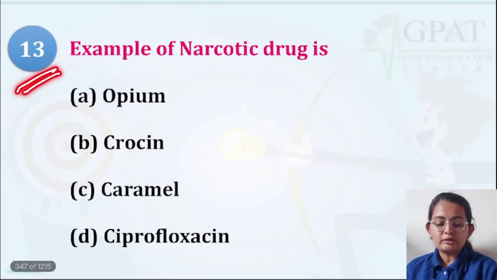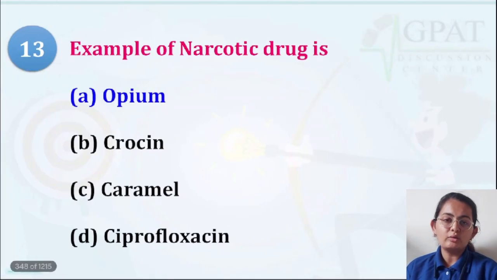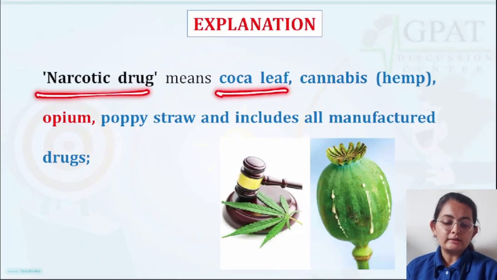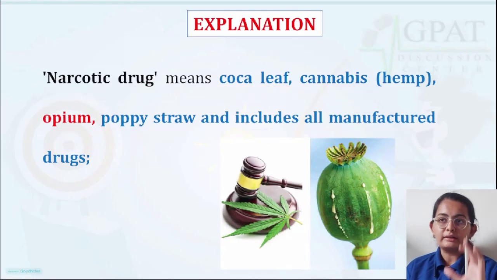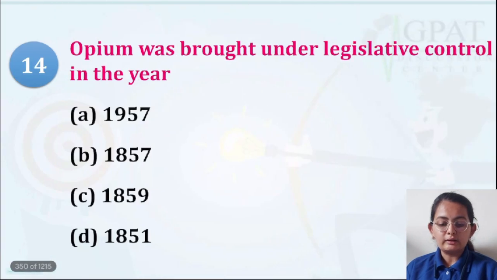Question number 13 is talking about an example of a narcotic drug: opium, crocin, caramel and ciprofloxacin. Very straightforward question. Opium is the one which is the narcotic drug. Narcotic drug means what? It is coca leaves, cannabis, opium, poppy straw, including all the manufactured drugs. Including all the manufactured drugs from all these portions are called narcotic drugs.